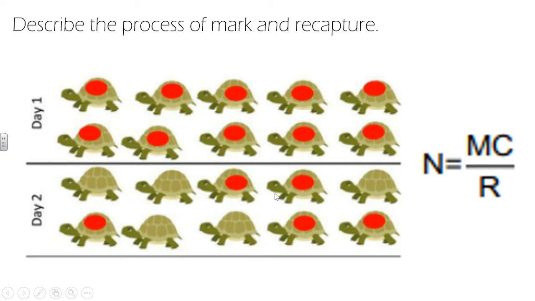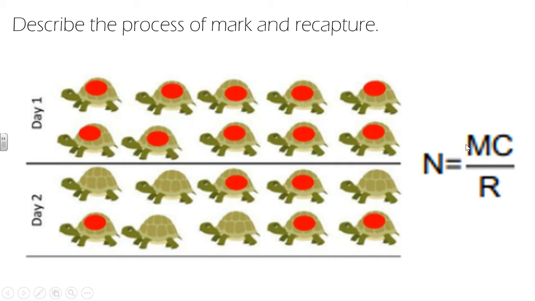The individuals within that second sample which have been recaptured, so still have the red dot that the original capture group had, give us our R value. So we then calculate the number in the population as our estimate: marked initially, M, multiplied by captured in the second lot, C, divided by the number that were recaptured, R.